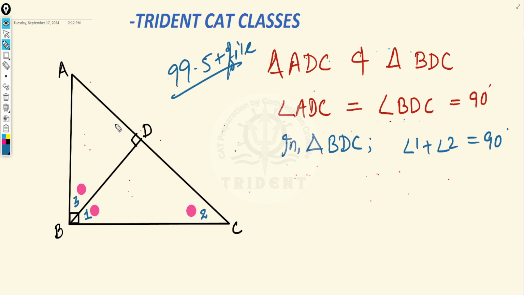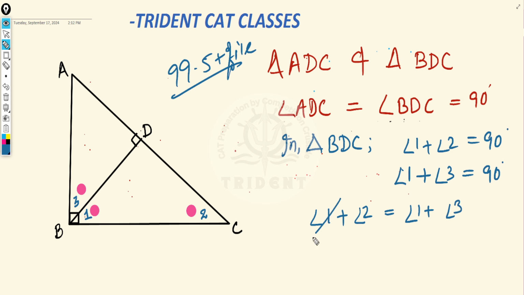Okay, now there is a peculiarity happening at angle ABC, that is already 90 degrees. So can I say that angle 1 plus angle 3 is also equal to 90 degrees? Because both angle 1 plus angle 2 and angle 1 plus angle 3 are 90 degrees, I can basically equate them, and you can see angle 1 and angle 1 can be cut out, and you will be left with angle 2 equals angle 3.